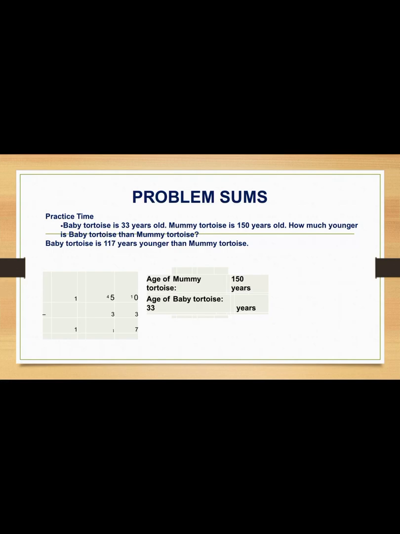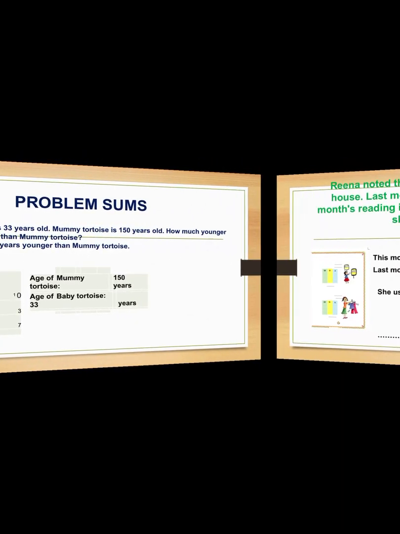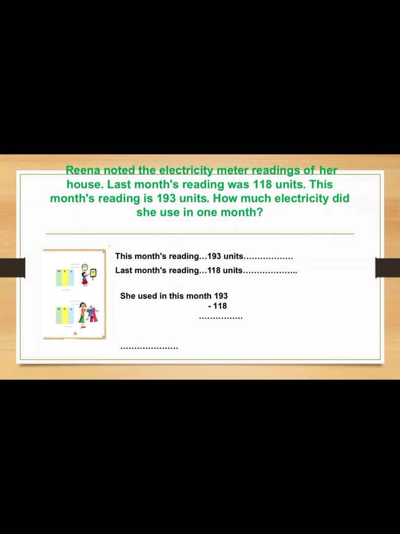0 is less than 3, so what do you have to do again? You have to take 1 from 5, that is 10. 10 minus 3 is 7. And you have already taken 1 from 5, so it becomes 4. So 4 minus 3 is 1, and 1 is left here: 117. So mummy tortoise is 117 years older than the baby tortoise, or the baby tortoise is 117 years younger than mummy tortoise. Come to the next problem here.